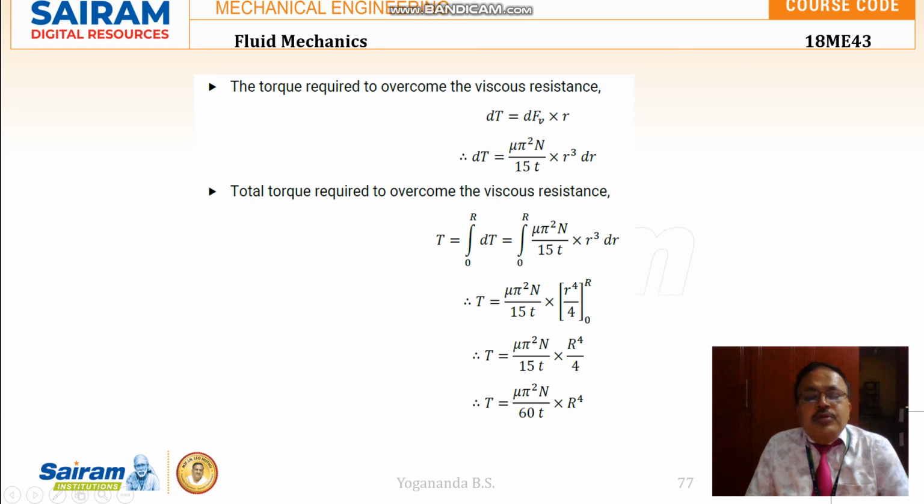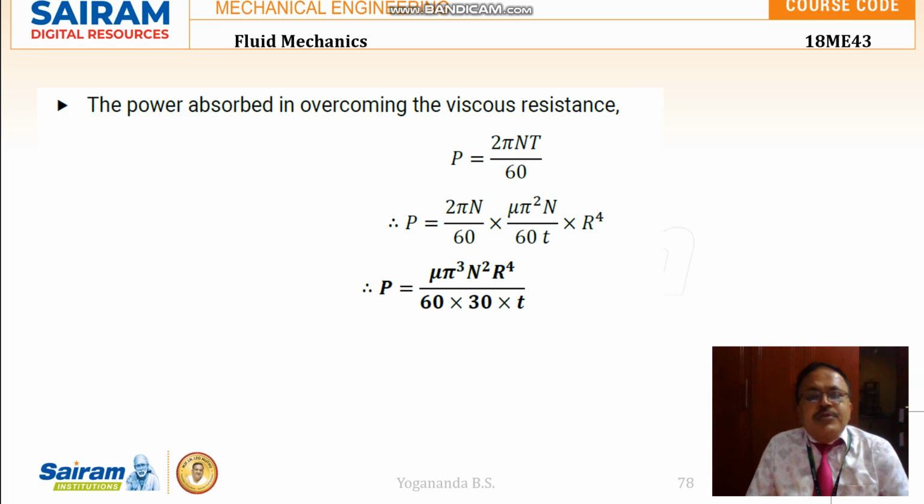The total torque required to overcome the viscous resistance is the integration of dT from 0 to capital R. We get T, the torque. The power absorbed in overcoming the viscous resistance, P, is equal to 2 pi N T by 60. T will be substituted to get the power required to overcome the viscous resistance.